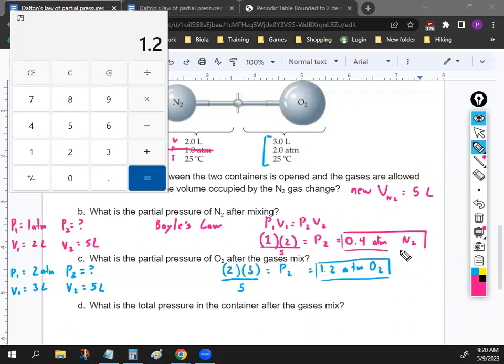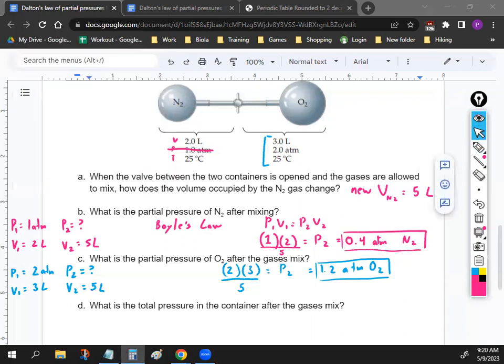Last but not least, in order to find the total pressure, we already know how to do that, right? For total pressure, we just need to add these two numbers up. And so the total pressure is going to be 1.6 atm. That's it.